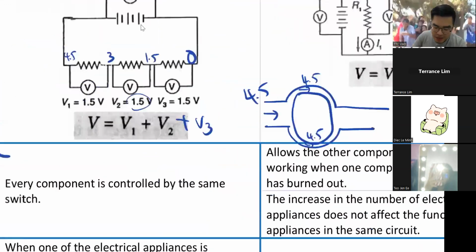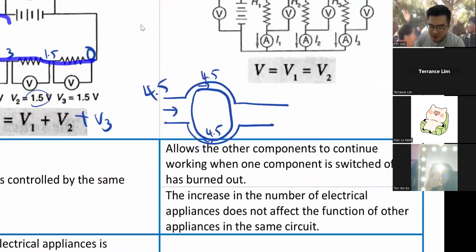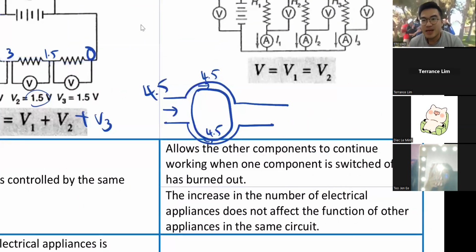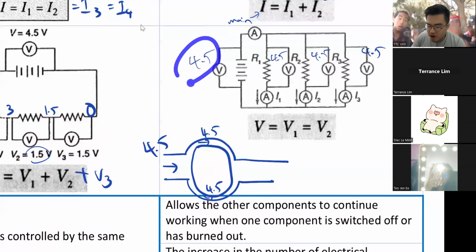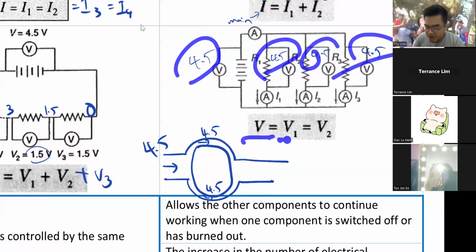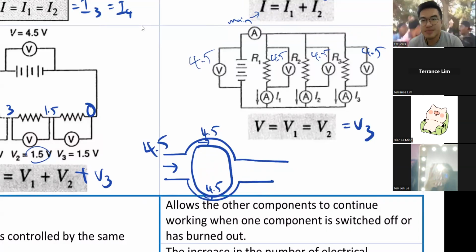In the series one, the speed is slowing down, down, down. But this one is the same throughout. That means in a parallel circuit, I don't care where you are. I don't care whether you are here. This is 4.5, here will be 4.5, 4.5. It will be 4.5 everywhere. It's equal everywhere.